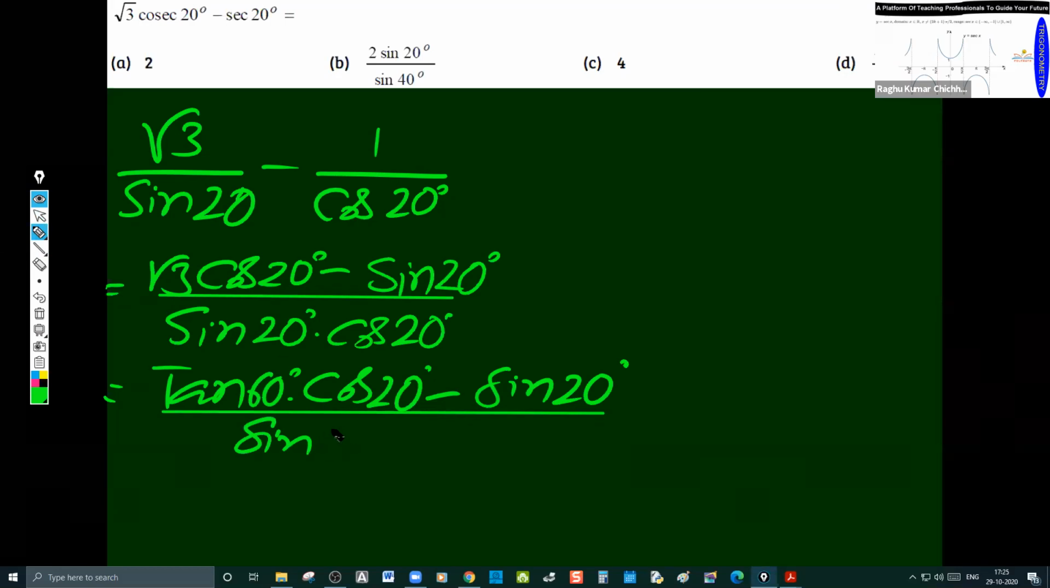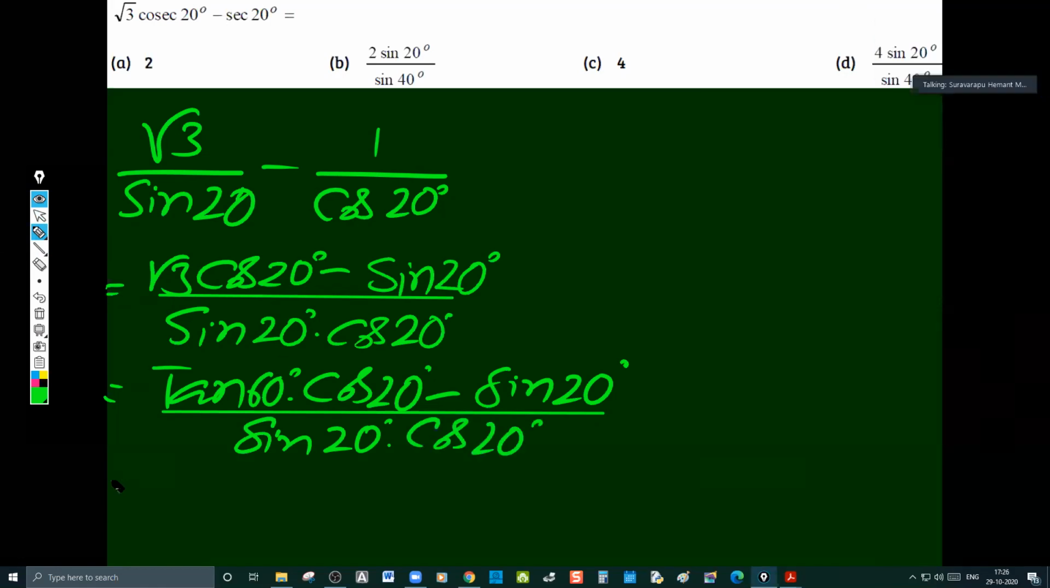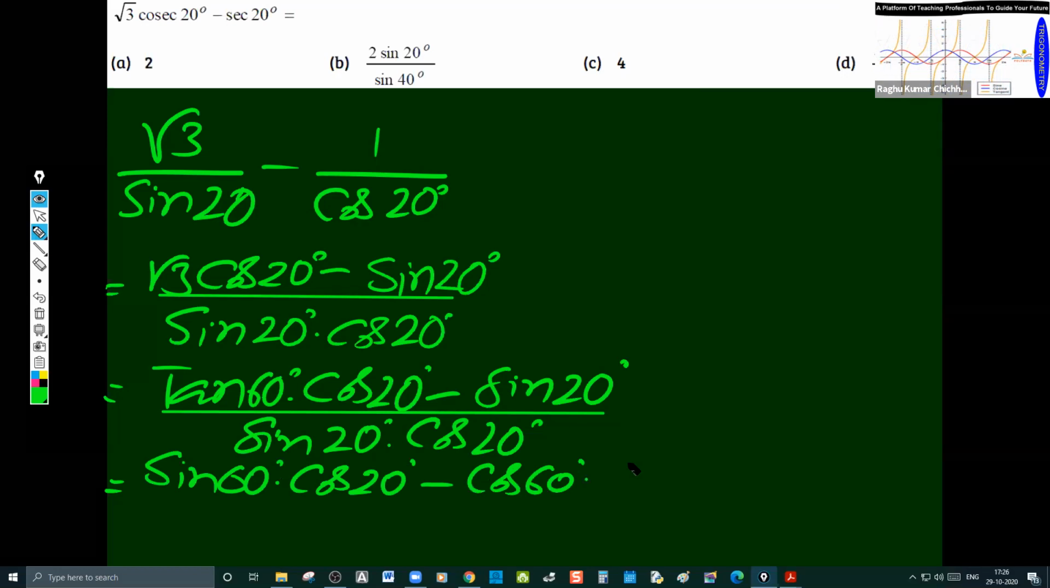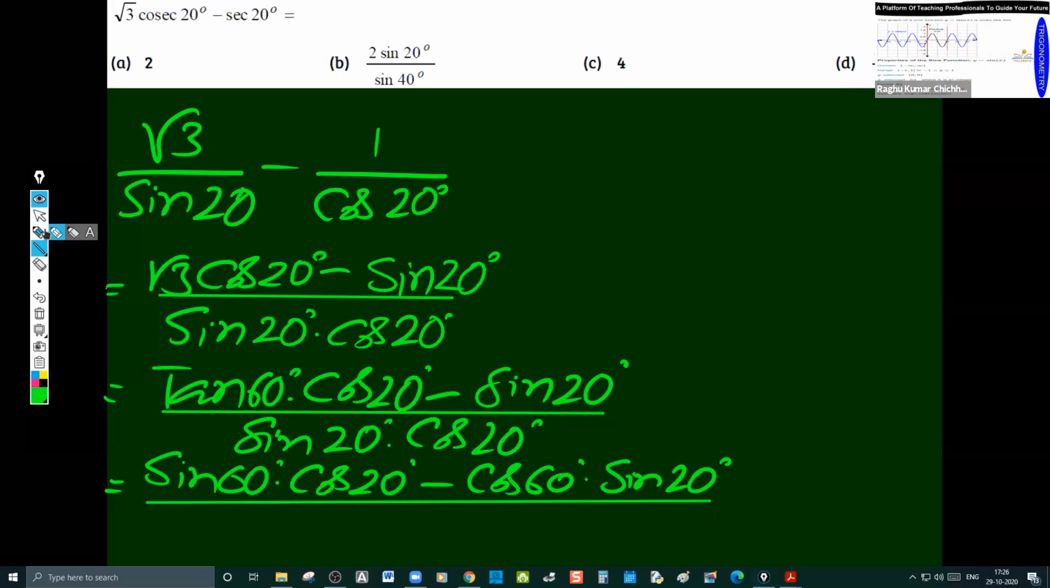Convert the tan 60 in terms of sine and cos, please. Sine 60 by cos 60. Correct. I'm taking LCM directly. Sine 60 cos 20 minus cos 60 sine 20, whole divided by... Take that cos 60 to the denominator. Because we have taken LCM in the numerator, that goes to the denominator and it will become cos 60 sine 20 cos 20.